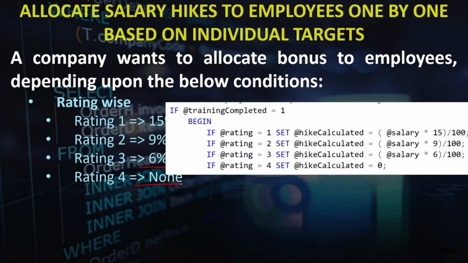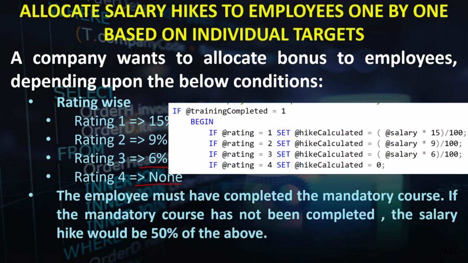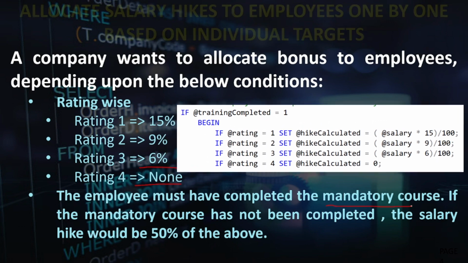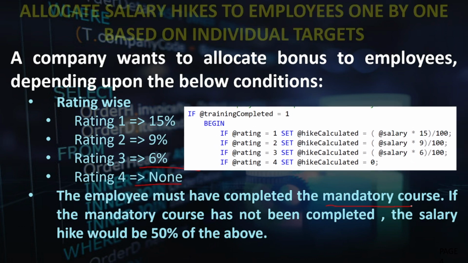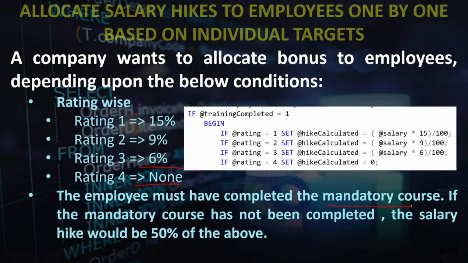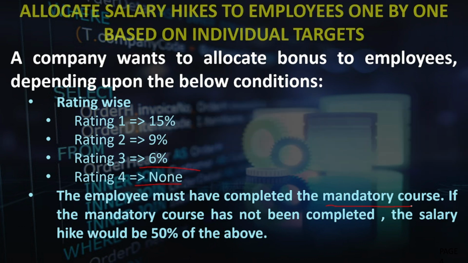This is not the only condition; a second condition also applies here, that the company has a mandatory course. Nowadays, companies announce mandatory courses for all employees. Every employee must complete that mandatory course in every performance cycle. If somebody has not completed it, the company may not provide salary hikes based on that. So the mandatory course is tied to the salary hikes.